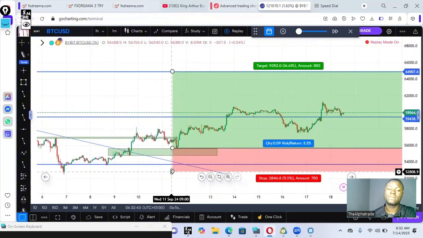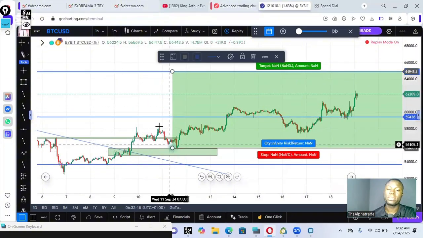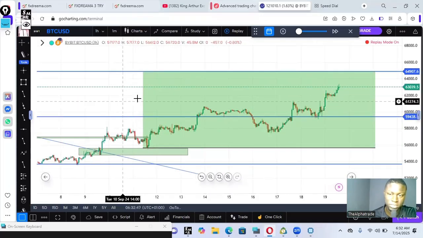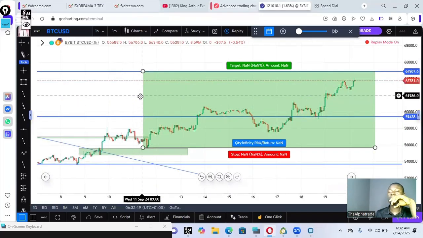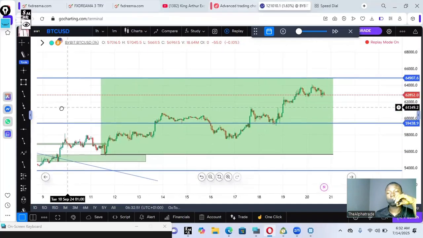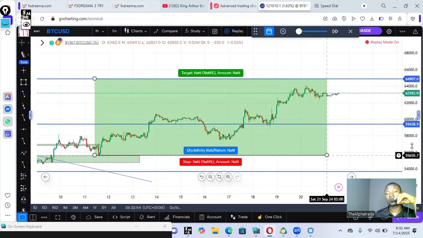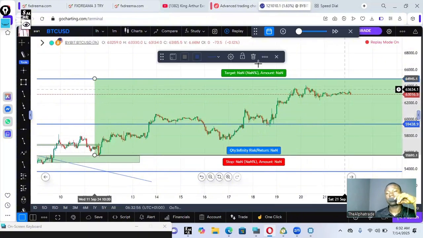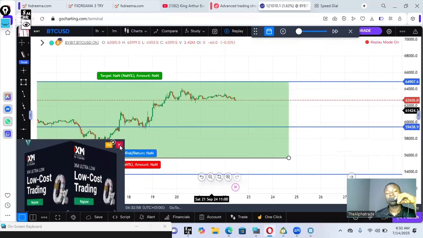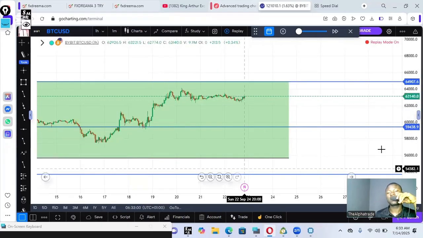At this point, we should have gone to break even and taken ourselves out of the risk. So this is it. We are heading to the second TP, which is the last. This is going to be the last example though. Let's see how it plays out.